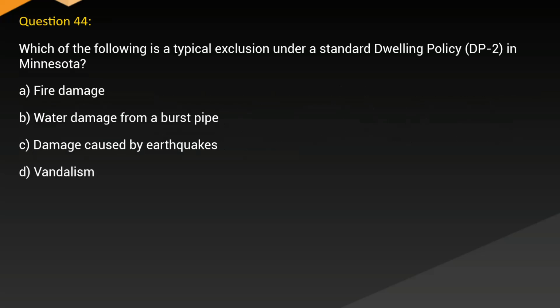Question 44. Which of the following is a typical exclusion under a standard dwelling policy (DP-2) in Minnesota? A. Fire damage. B. Water damage from a burst pipe. C. Damage caused by earthquakes. D. Vandalism.